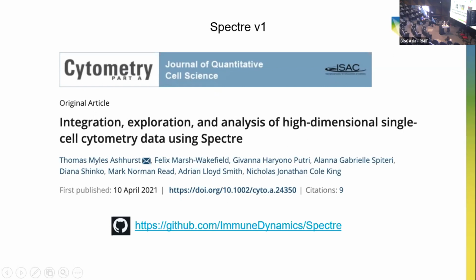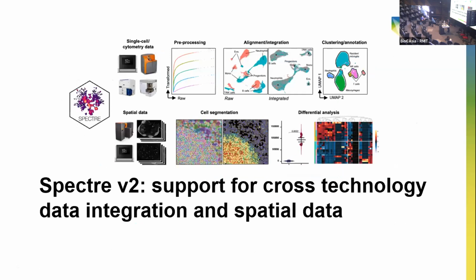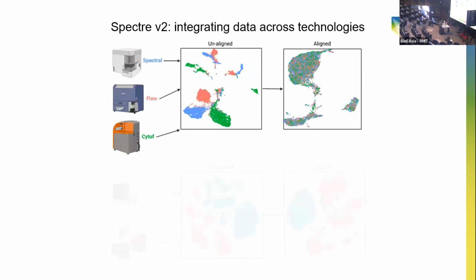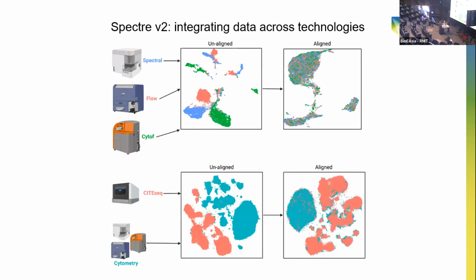The next few slides I'm going to talk about are basically features that we're still actively working on, and we would like to release as part of version 2 of Spectre sometime next year. The first feature that we'd like to do is having the ability to integrate data across different cytometry technologies, and ultimately to integrate CITE-seq and cytometry data. This will be something that me and my lab head Belinda Phipson will be working on.